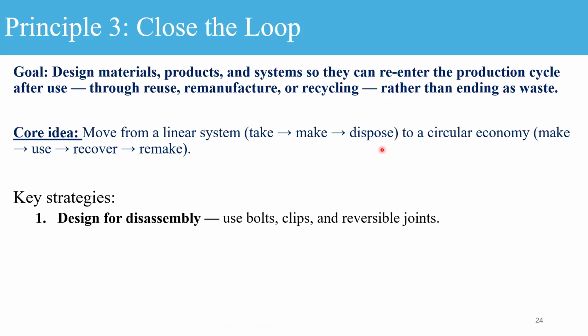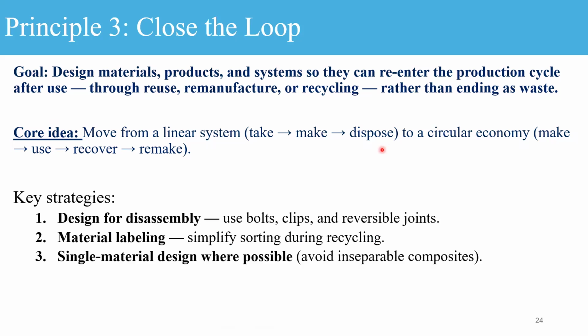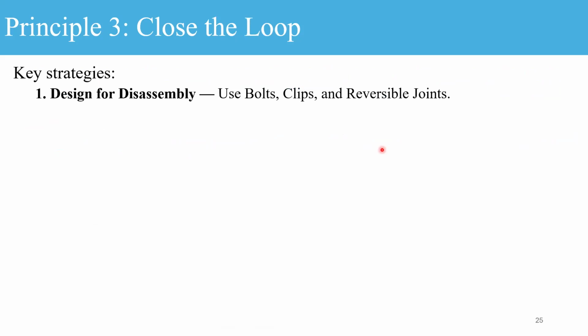There are a few key strategies to close the loop. One is design for disassembly, so using bolts, clips, and reversible joints that allow for disassembly of the materials. Material labeling is a really important technique because it simplifies sorting during recycling. The other strategy is single material design where possible, which helps avoid inseparable composites. And finally, using recycled feedstock when performance allows. So those are the four key strategies to closing the loop. Let's discuss them one after another.